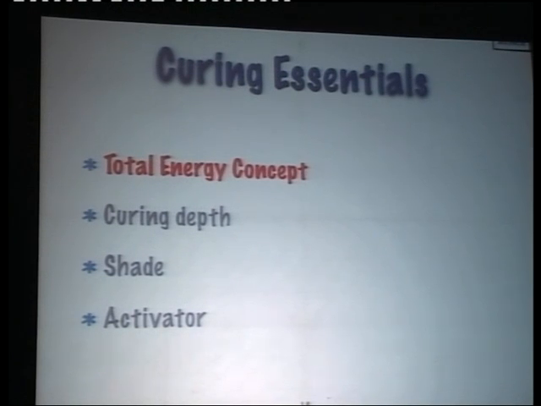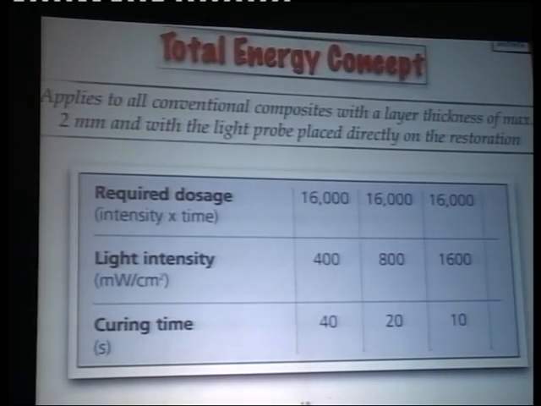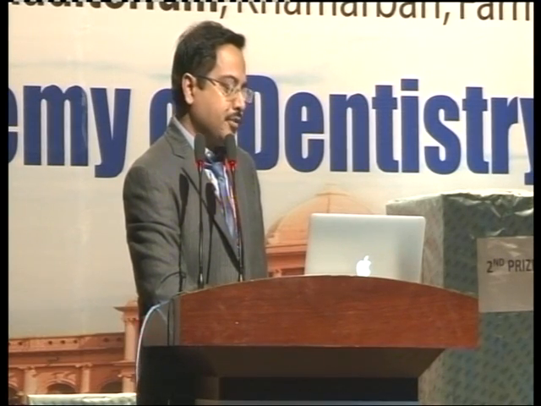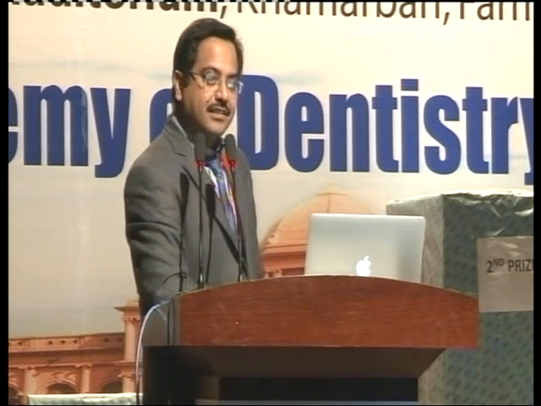So I started reading on curing, and I realized that there's something known as total energy concept. And the total energy concept tells us that if you have to cure composite, 2 millimeters of A2 shade, you require 16,000 joules of energy to completely cure it. Now let's say your light intensity, whichever you are using, I'm taking here as standard the halogen bulb, which probably gives you 400 milliwatt per centimeter square. So you require to cure it for 40 seconds.